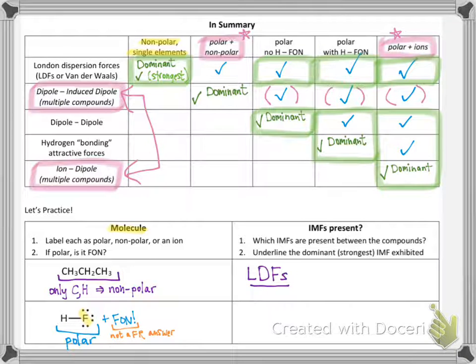But now, hopefully you realize, since it is a polar molecule having fun, it has 3 different IMFs present within that solution: hydrogen bonding attractive forces, dipole to dipole attractive forces, and London dispersion forces. But since it has all 3, the dominant or strongest IMF is definitely the hydrogen bonds. Okay, both of those examples were looking at IMFs within a substance with only one thing. Let's go ahead and look at a mixture and determine IMFs.